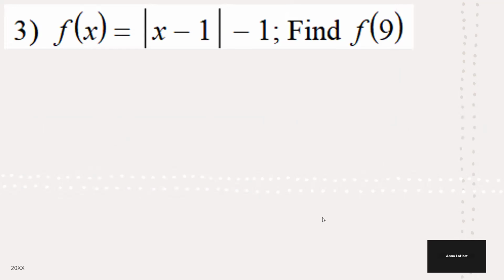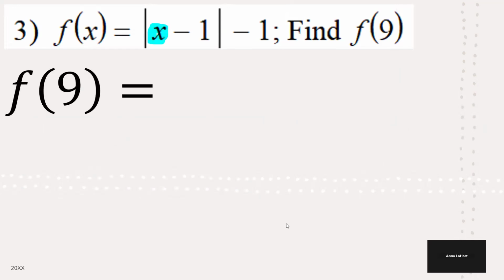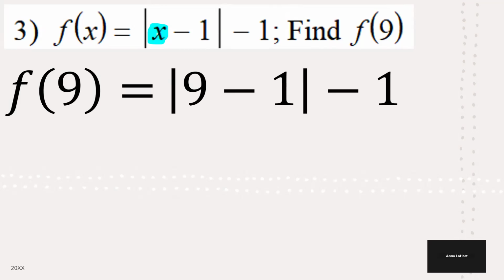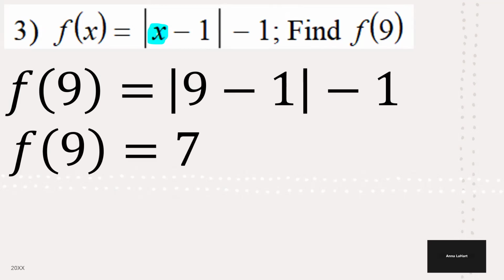Absolute value, fan favorite. Please know where this guy is. Again, there's my x. I'm going to plug in 9 for this one. F of x in this case is the absolute value of x minus 1. Subtract 1. So then we got the absolute value of 9 minus 1, minus 1. You would end up getting 7. So f of 9 equals 7. Again, evaluating the absolute value of 9 minus 1 will just give you 8. 8 minus 1, 7.